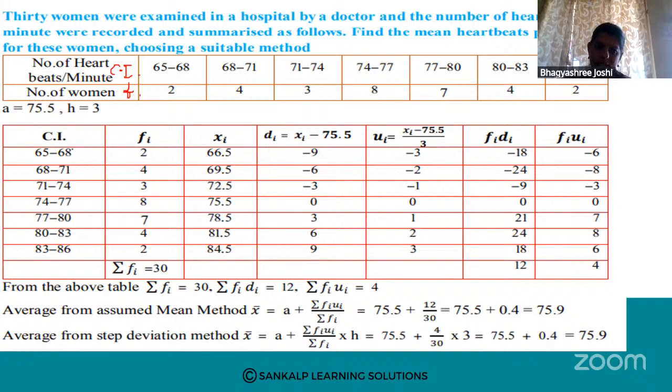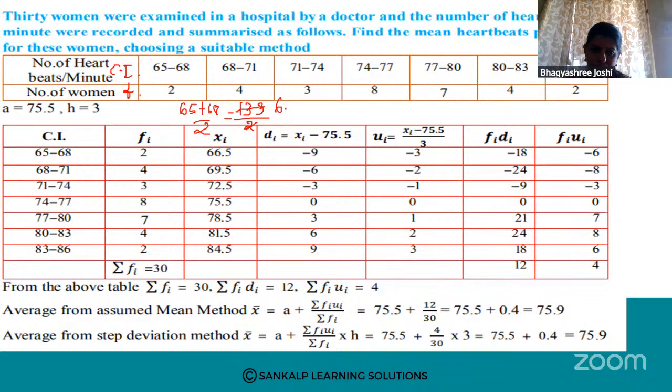So this is 65 to 68, 68 to 71, 71 to 74, 74 to 77, 77 to 80, 80 to 83, 83 to 86. So frequency is 2, 4, 3, 8, 7, 4, 2. Now we'll calculate xi. Xi can be calculated as, again, upper limit plus lower limit divided by 2. That is 65 plus 68 divided by 2. 65 plus 68, that is 8 plus 5 is 13, 6 plus 6 is 12, 12 plus 1 is 13. That is 133 divided by 2.